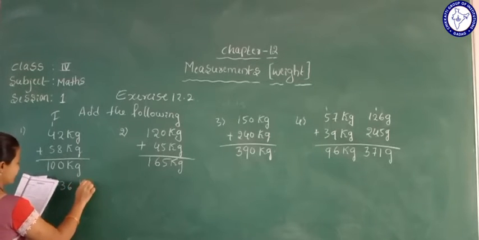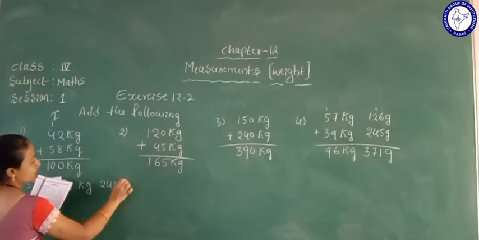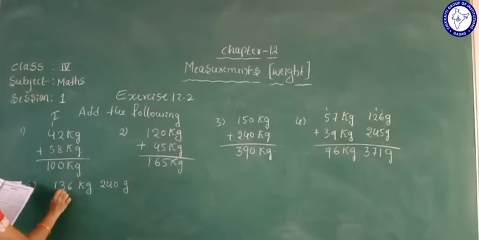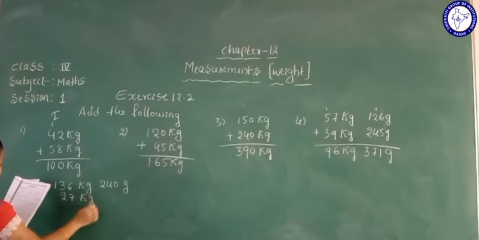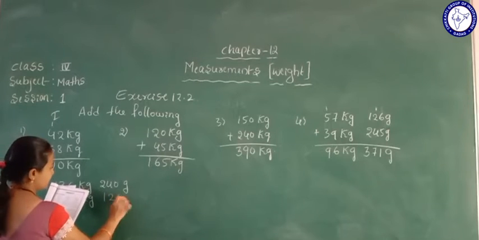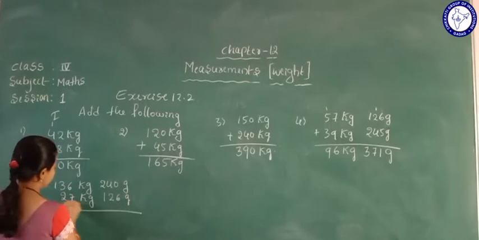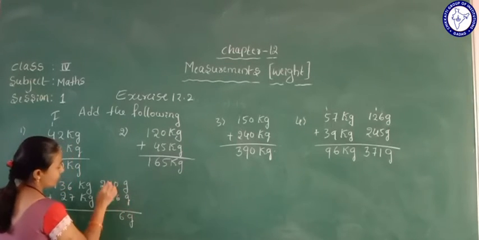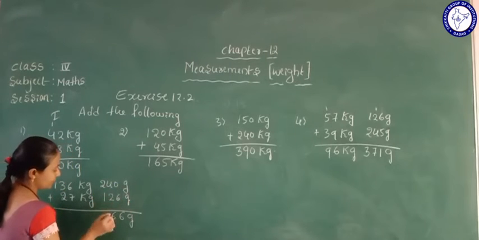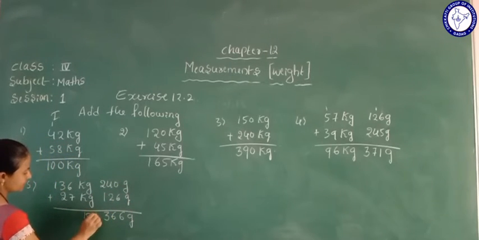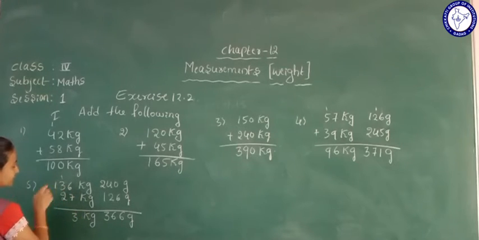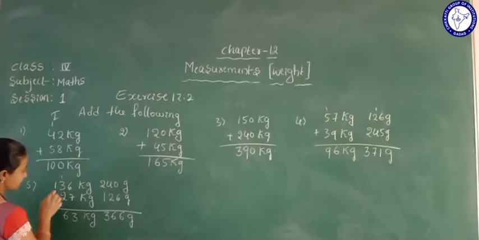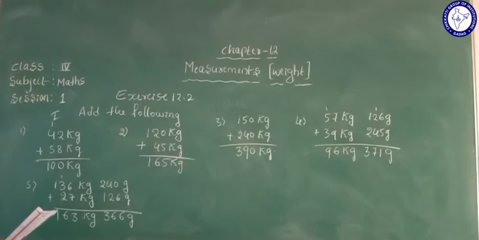Next one, 136 kg 240 gram plus 27 kg 126 gram. Okay, yes, so add these two, kgs and grams. 0 plus 6, 6 gram, 4 plus 2 is 6, 2 plus 1 is 3. Okay, kg. 6 plus 7 is how much? 13. Carry 1. 3 plus 1 is 4. 4 plus 2 is 6. 1. So 163 kg 366 gram.